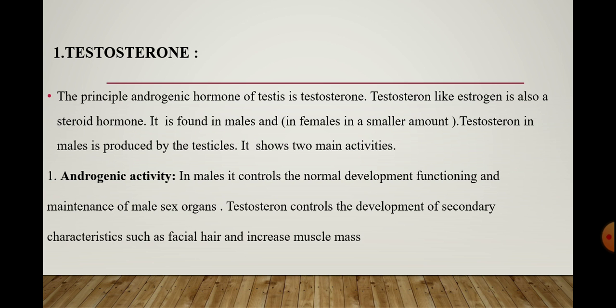It shows two main activities. First is androgenic activity. So what is androgenic activity? In males, it controls the normal development, functioning and maintenance of male sex organs. Testosterone controls the development of secondary characteristics such as facial hair and increased muscle mass. So this is the androgenic activity of testosterone.